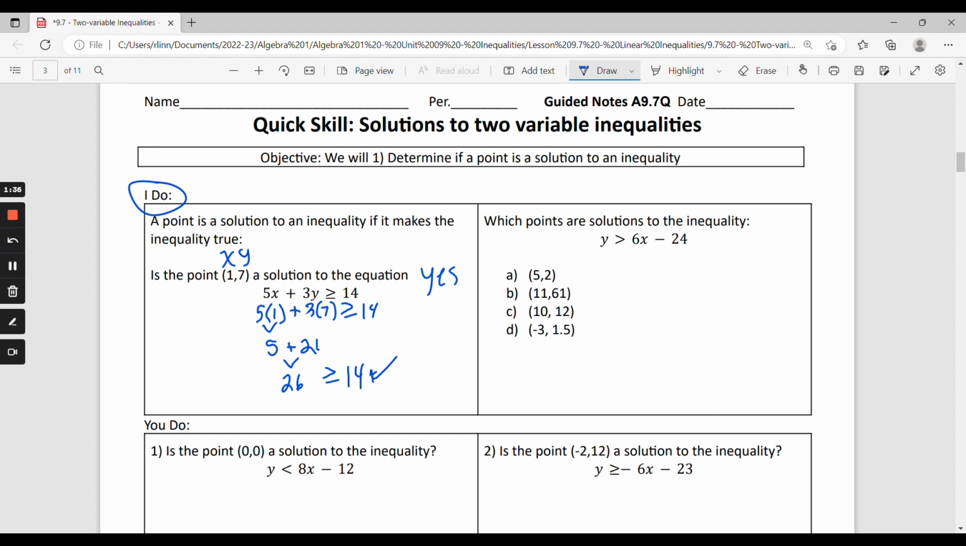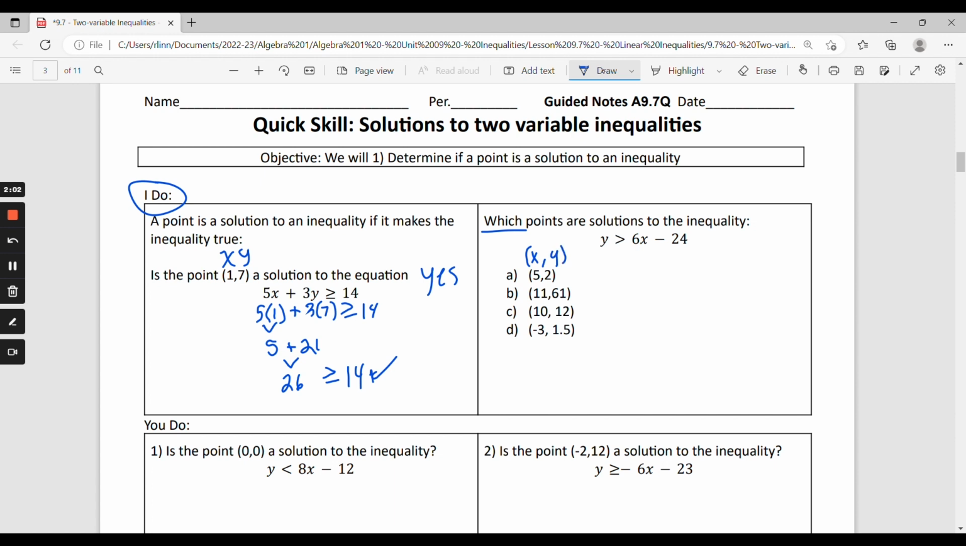All right, so moving on to our next one, we need to figure out which points are solutions to the inequality. If it's asking me which points, that means that I need to check every single one of these. So I need to check A, B, C, and D to see which ones are true, because there might be more than one. Once again, I know that my ordered pairs are always going to be listed as X and then Y. So I just need to substitute in.